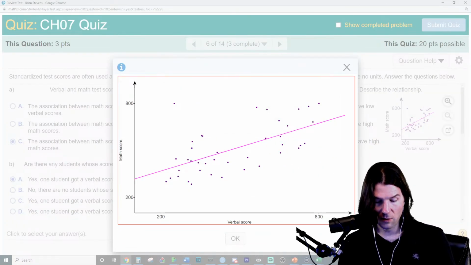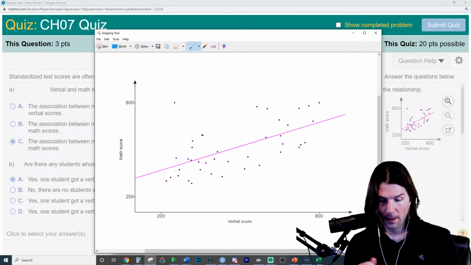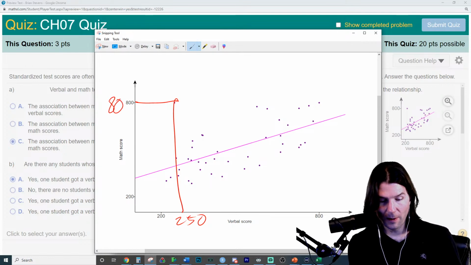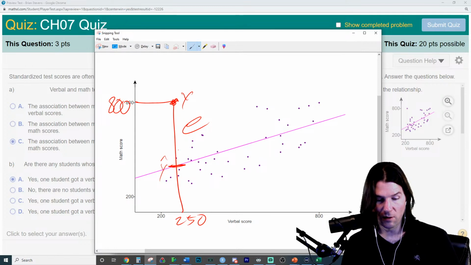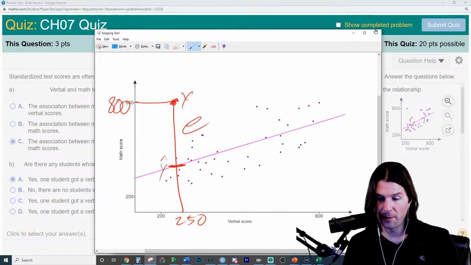That's how I was trained to do statistics, by Dr. Seaver. We've got here the math score of the individual and the verbal score of the individual. That's 250 verbal and that's 800 math, and that is for this individual right here, and that is a big residual. That's a big outlier right there. Here's their actual, and here's their predicted, and that's a mega residual of about 500. They're way off the model.